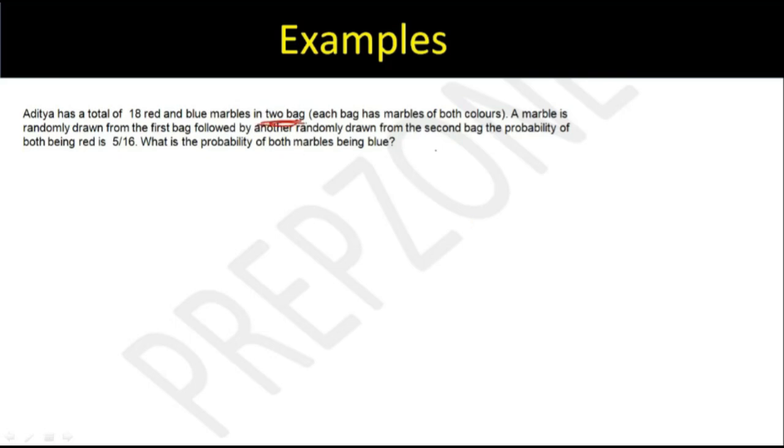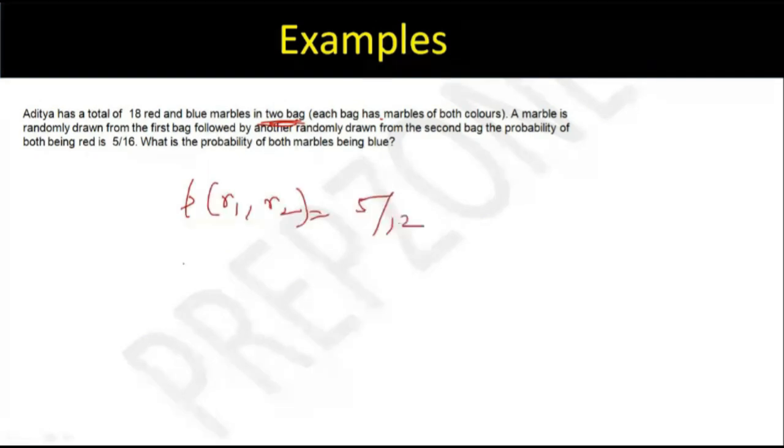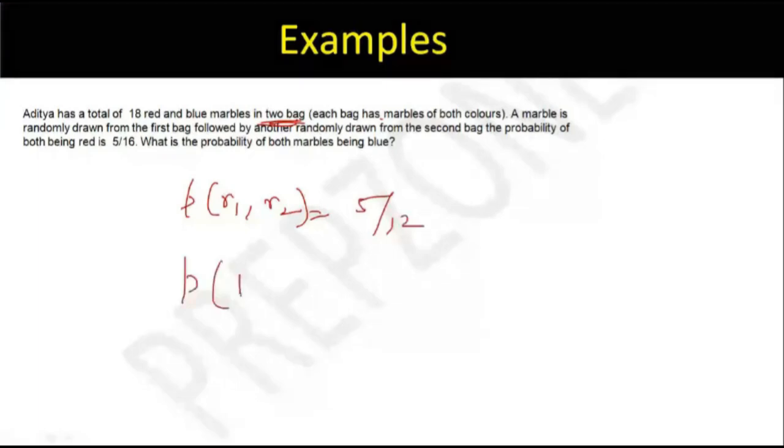What is given to you is a marble is randomly drawn from the first bag, followed by another randomly drawn from the second bag, right? And the probability of both being red, so probability of red one from bag 1 and red 2, is given as 5 by 12. You have to calculate B1 into B2, both being blue. Sorry, this is 5 by 16.